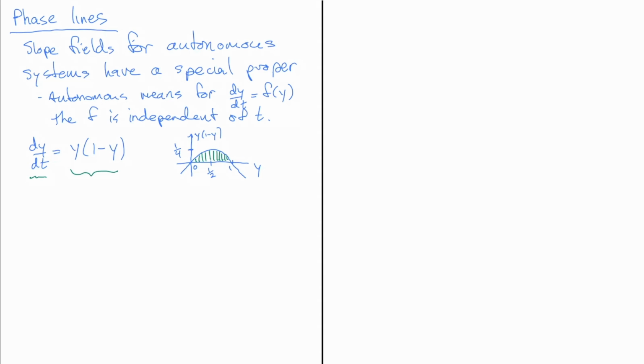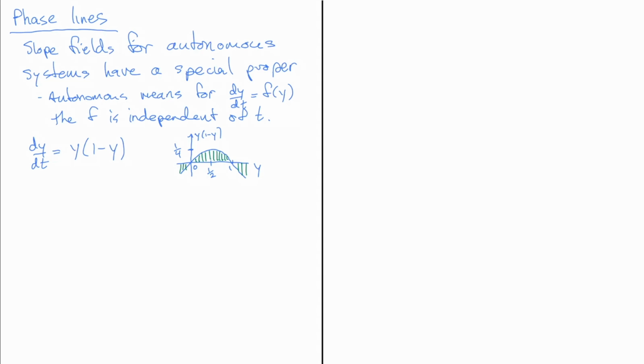And then outside that interval, for y below 0 down here, we have negative slopes, and out here we also have negative slopes for large y values, because the function y(1 minus y) is below the y-axis. All right, so that's going to be a useful reference tool for making the slope field. So let me put that in now.